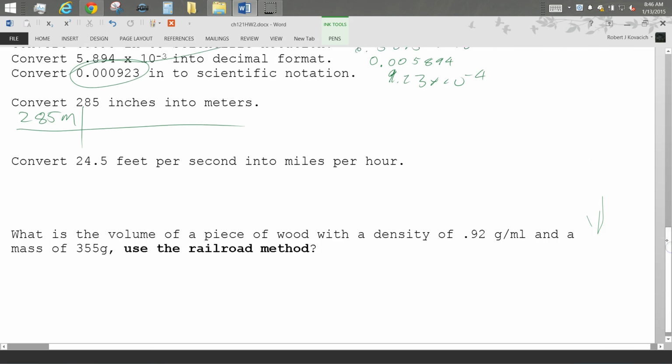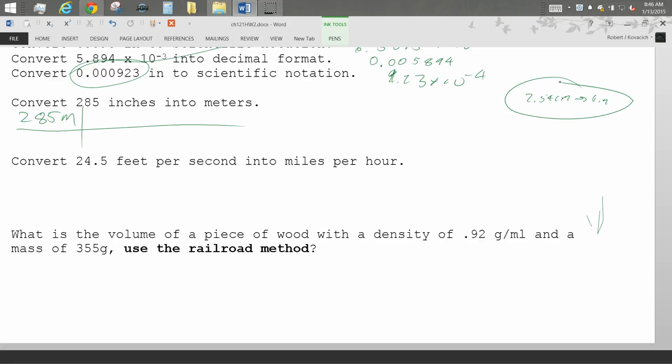So what I need to do is go from 2.54 centimeters equals 1 inch. That's the only way. I need to use that conversion to get myself over into the metric system. No other conversion is going to be allowed. Where are we with that? Why?